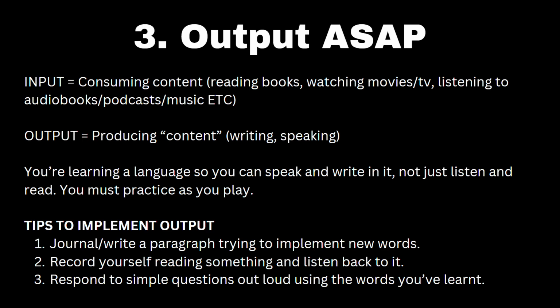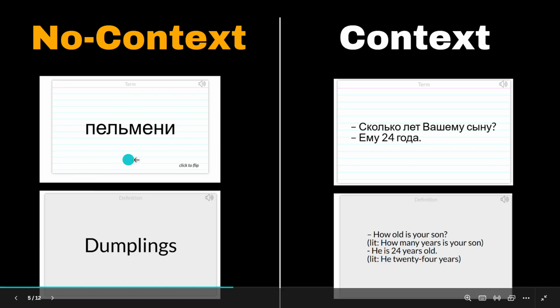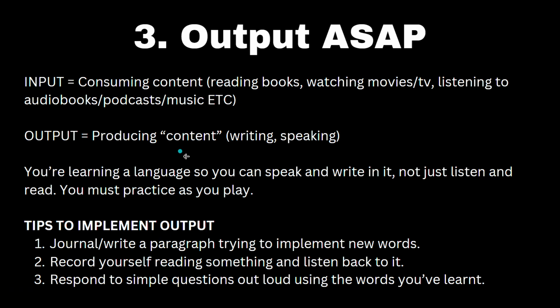So if you read a chapter of a book, learn a bunch of new words, obviously you're going to reread that chapter, but just write a short paragraph about the story. For example, what was it, dumplings? It was a Russian story that just had something to do with dumplings. I could literally write a story about someone who tries to eat a dumpling.